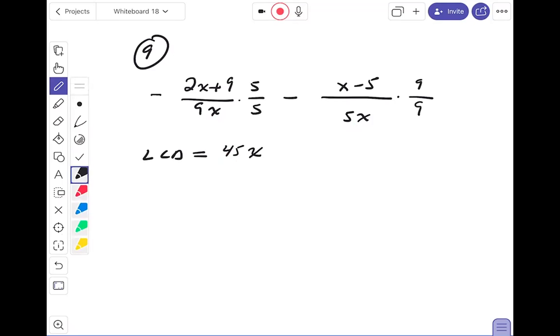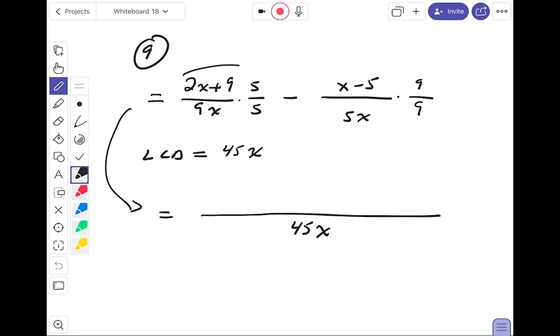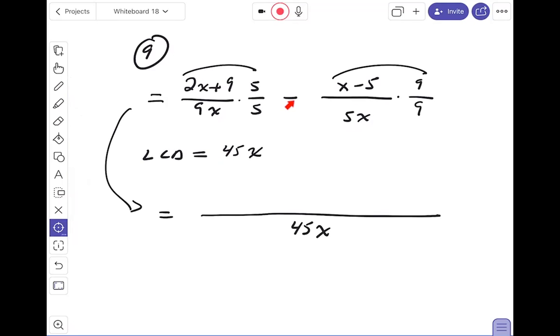All right, what do I know? I know this will be equal to something. The common denominator is 45x. I'm going to be doing these things separately, but a lot of students make a mistake here. I'll tell you why. The subtraction is what's killing them. Let's take a look at this. What's 5 times 2x? 10x. 5 times 9 is 45.